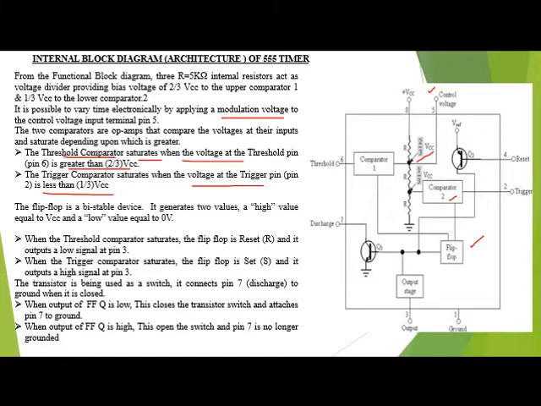The transistor Q1 is used as a switch because it connects pin number 7 to the ground. Pin number 7 is directly connected to the ground when the switch is closed, which happens when the output Q of the flip flop is low. When the output Q of the flip flop is high, the switch is open, and pin number 7 is no longer connected to the ground.